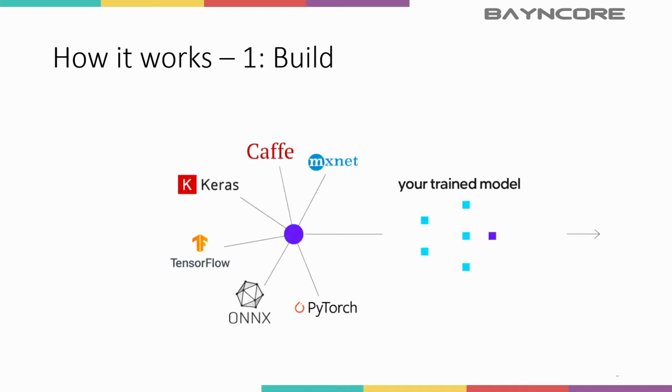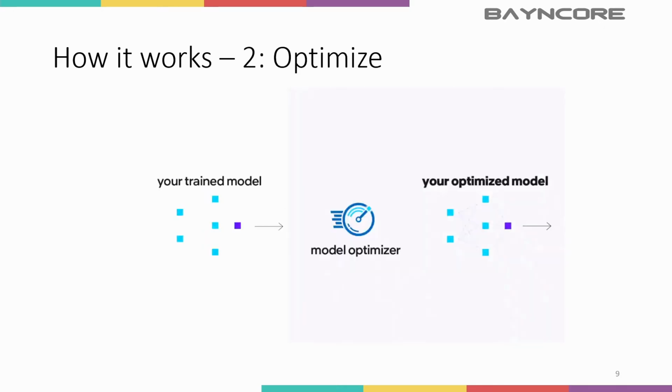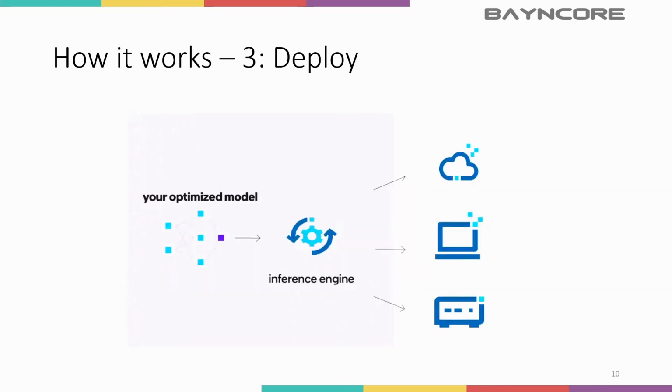There are 3 steps in using OpenVINO. The first step is to acquire your trained model from your training environment. The second step is you optimize the trained model using the OpenVINO Model Optimizer. The output of the optimizer is known as the OpenVINO Intermediate Representation and is held in a pair of files that describe the network topology and contains the weights and biases of the model. The third step, you use the inference engine to deploy the optimized model and output the results.